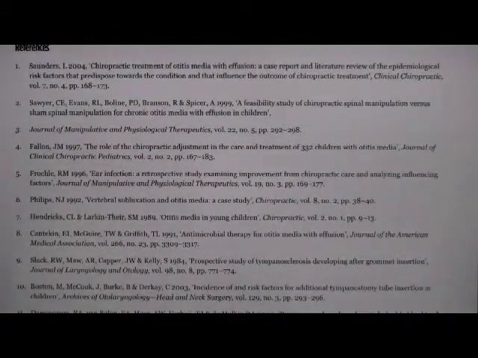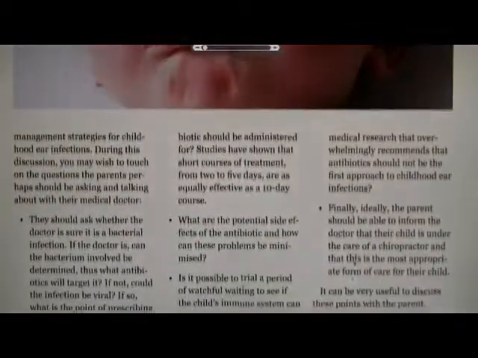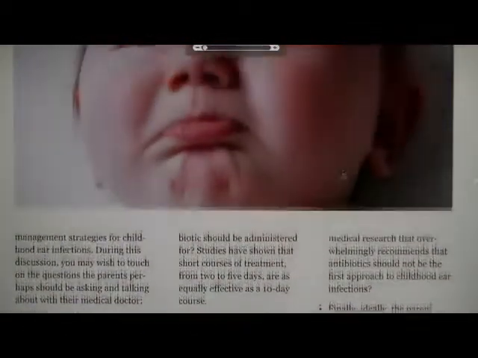Included in this module is also a list of essential questions that the parent should perhaps be asking their medical doctor when an antibiotic is prescribed for their child.